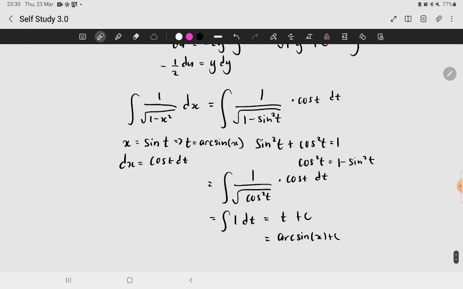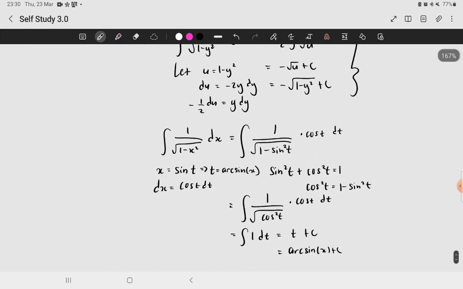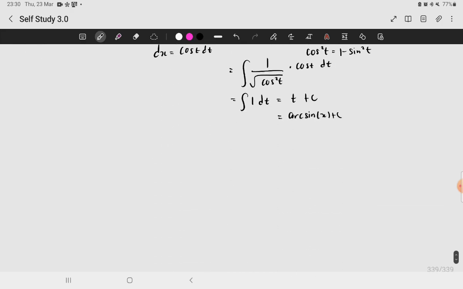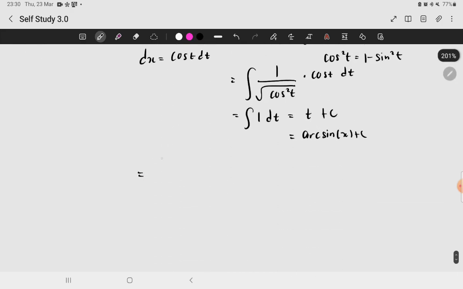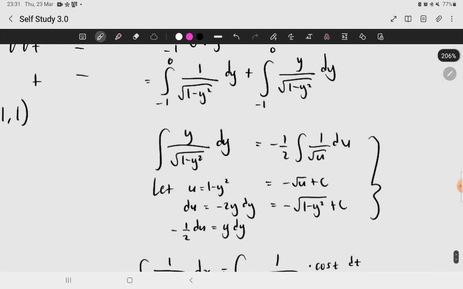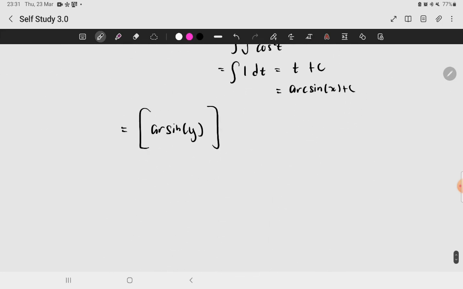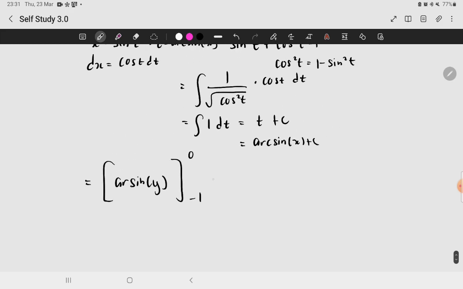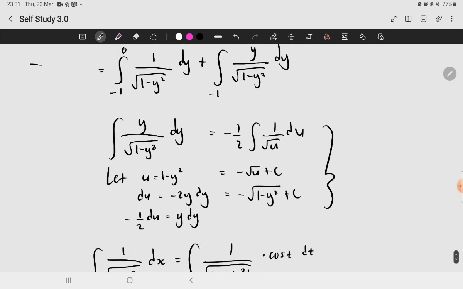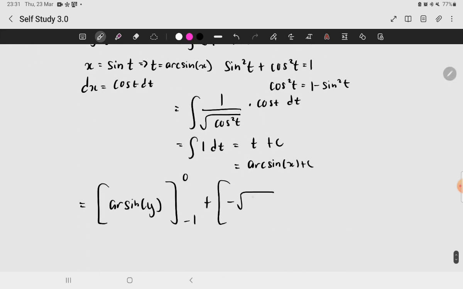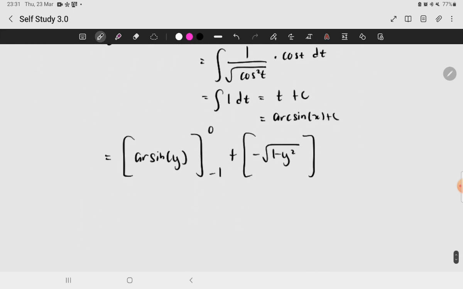Very nice. Now, with this information, you could apply it for your definite integrals. From here, first you will obtain the arcsine of y, then place your boundaries. Your upper boundary will be 0, your lower boundary -1, and then plus negative the square root of 1 minus y squared, with boundaries 0 and -1.